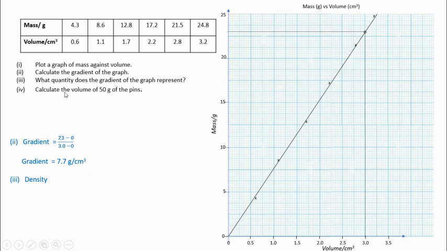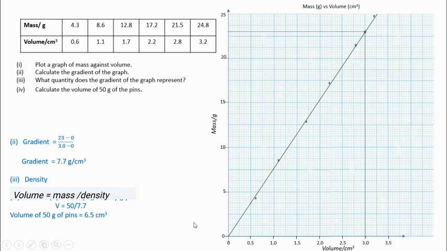And then we are asked to calculate the volume of 50 grams of the pins. Now the range of values we have on our graph stops at 25, so we can't read that from the graph, but we can use our knowledge of density. Density is mass over volume. So volume is mass divided by density. So for a mass of 50 grams, we can divide that by the density that we calculated from the gradient of the graph. And so we get a volume of 50 divided by 7.7, which is 6.5 cm cubed.